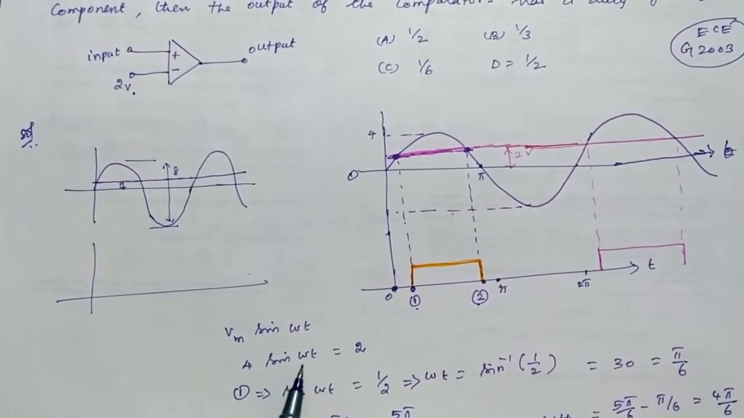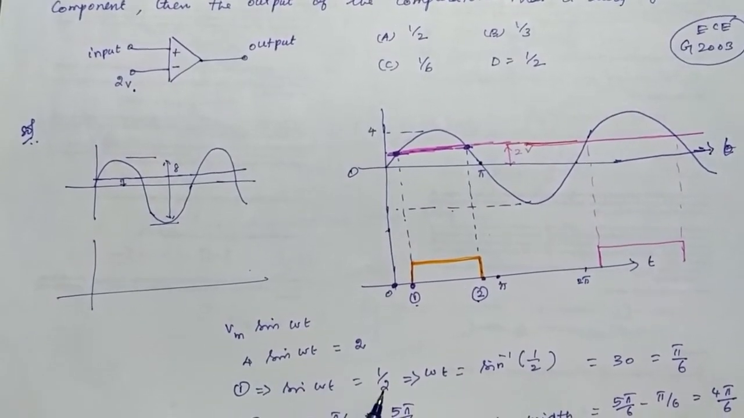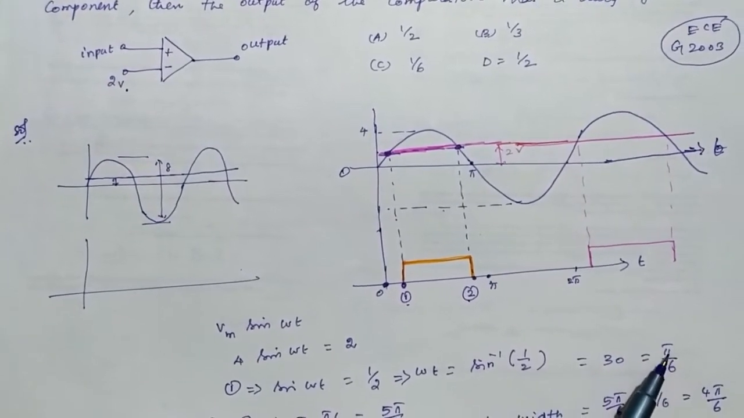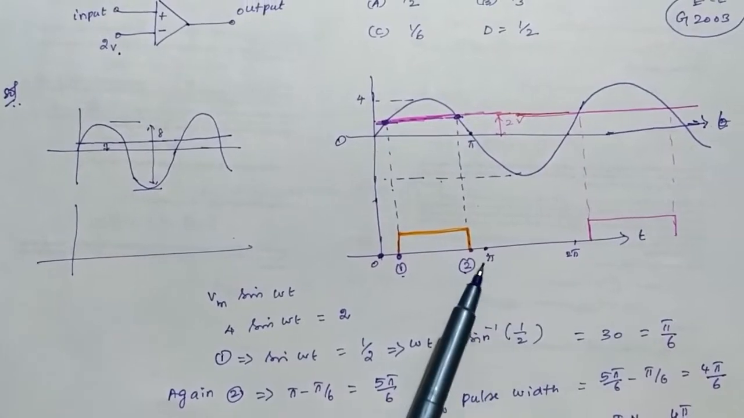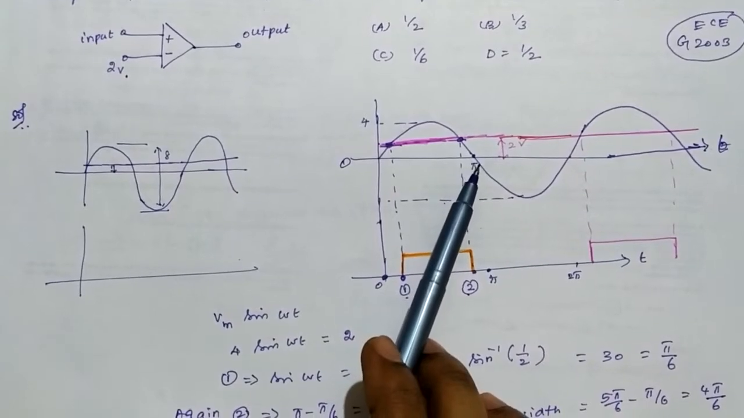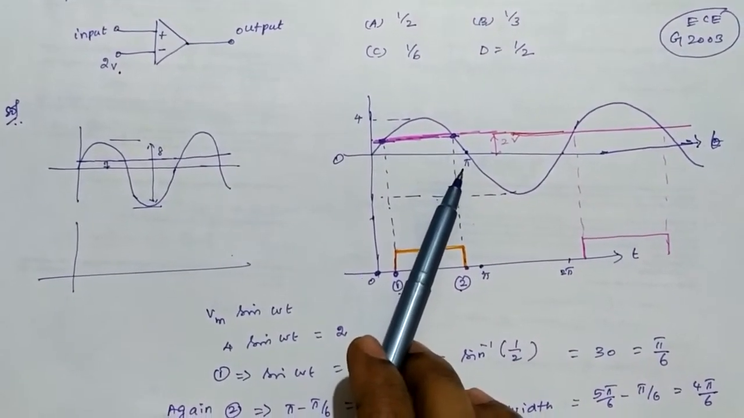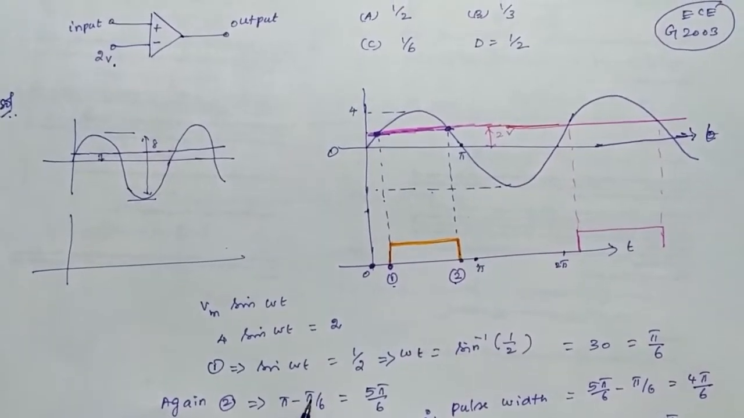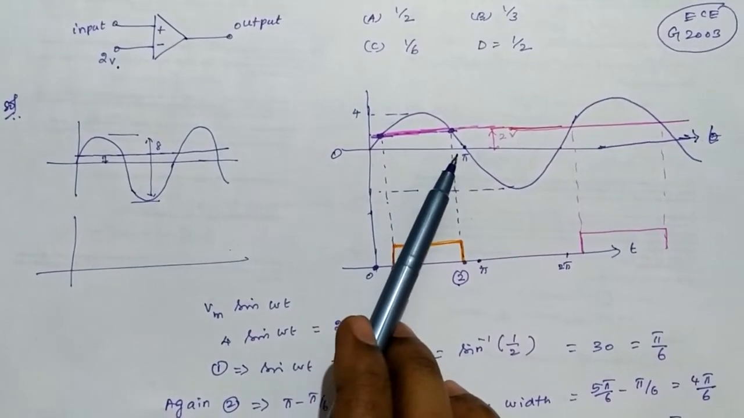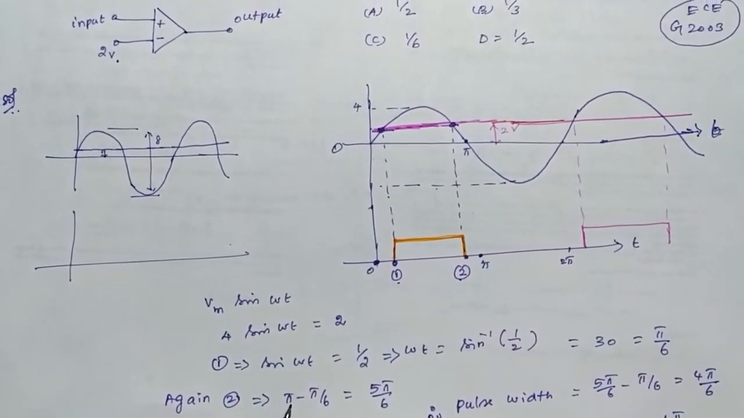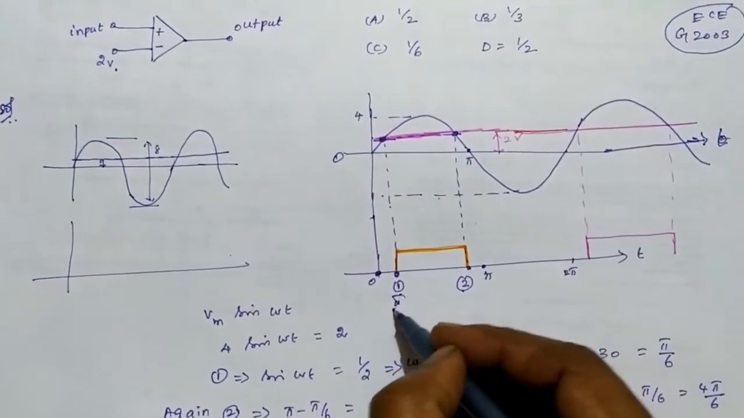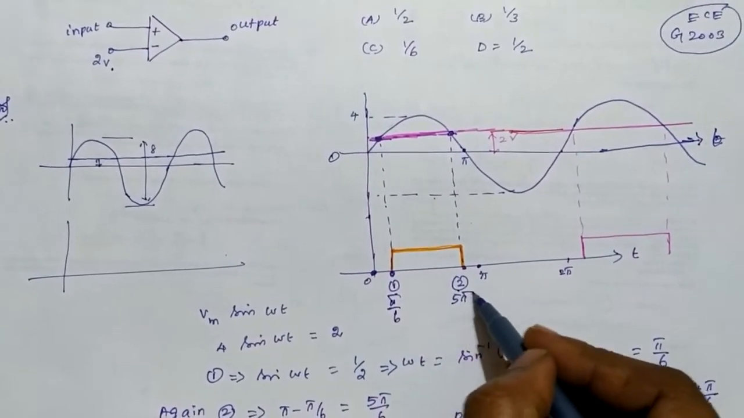So if we simplify this, sin omega d is 1 by 2. So omega d is equal to sin inverse of 1 by 2. Sin inverse of 1 by 2 is 30 degrees, otherwise called pi by 6. Again, this second point will happen at pi minus pi by 6. Since here we have pi by 6, the same angle we had here also. So pi minus pi by 6 is 5 pi by 6. So this point is pi by 6 and this point is 5 pi by 6.